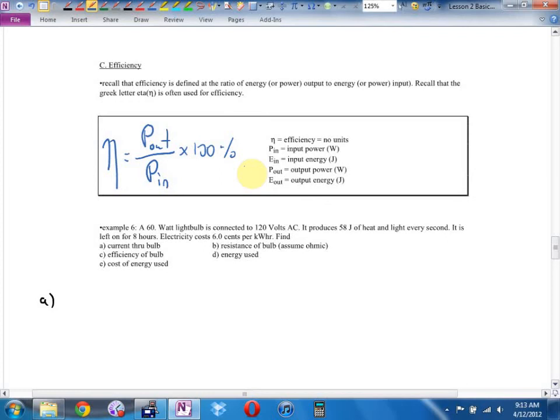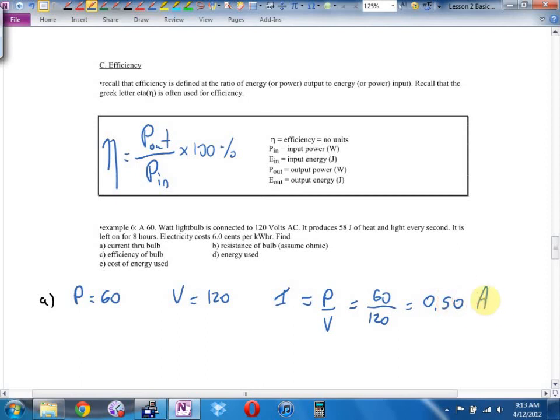Well, they told me the power. They told me the voltage. They want the current. Do I have an equation that has P, V, and I in it? So current is power divided by voltage. Oh, I can do this in my head. 60 divided by 120, you know what? It's using 0.50 amps. It's using a half an amp. Still enough to kill you.